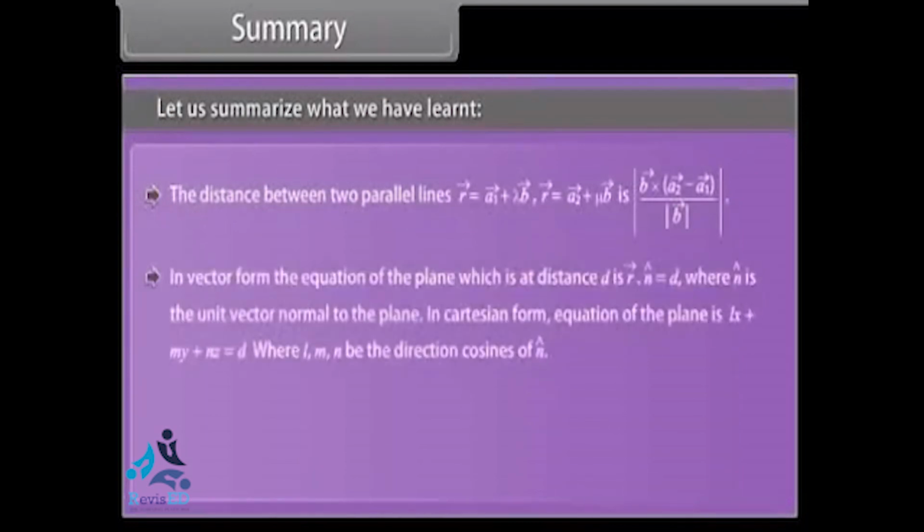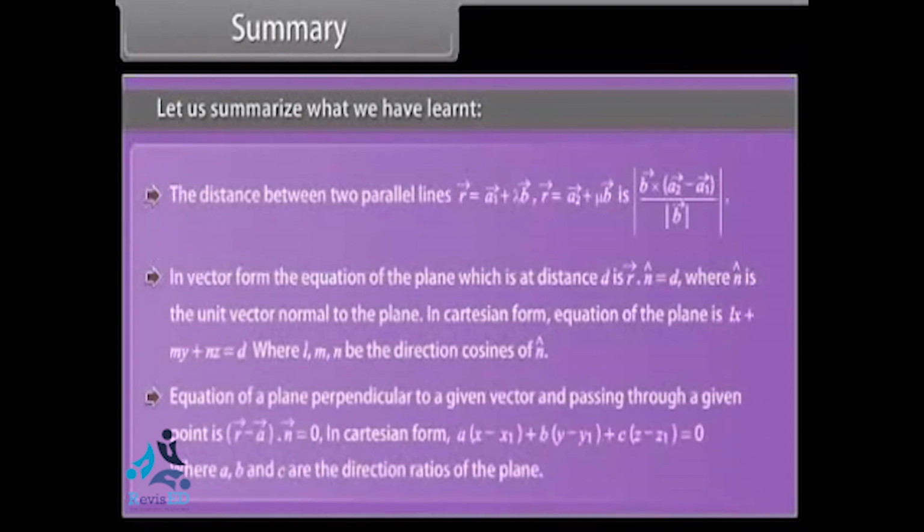In vector form, the equation of the plane which is at distance d from the origin is given by the formula, where n cap is the unit vector normal to the plane. In Cartesian form, the equation of the plane is given by the formula, where l, m, n are the direction cosines of n cap. The equation of a plane perpendicular to a given vector and passing through a given point is, in Cartesian form, given by the formula, where A, B and C are the direction ratios of the plane.